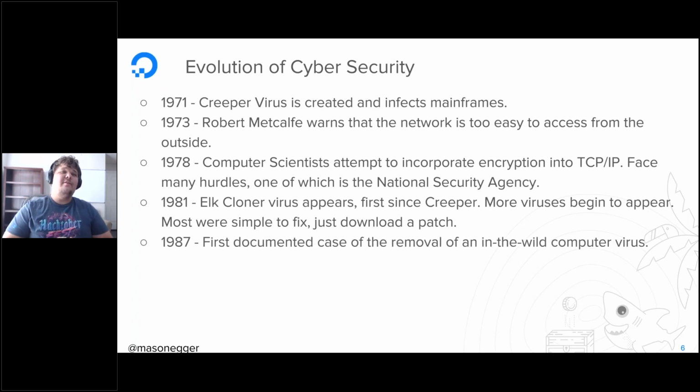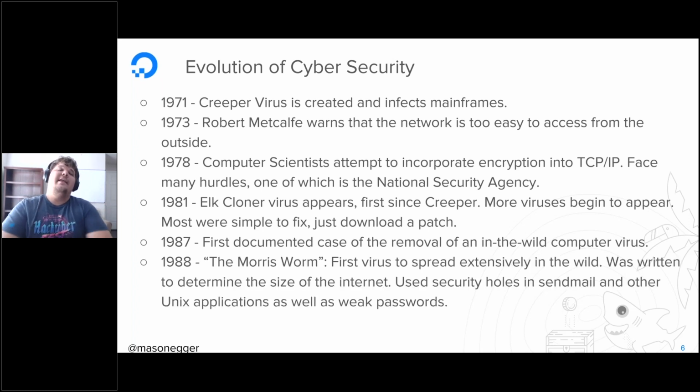In 1987, the first documented case of removal of an in-the-wild computer virus happened, so they were able to successfully mitigate an outside attack. In 1988, the Morris worm, which is a very, very famous one, this is actually the one that I learned about in school. I actually had never learned about Creeper or Elk Cloner. The Morris worm was the first virus to spread very extensively in the wild. And it was actually written as not even really a virus. It was written to determine the size of the internet.